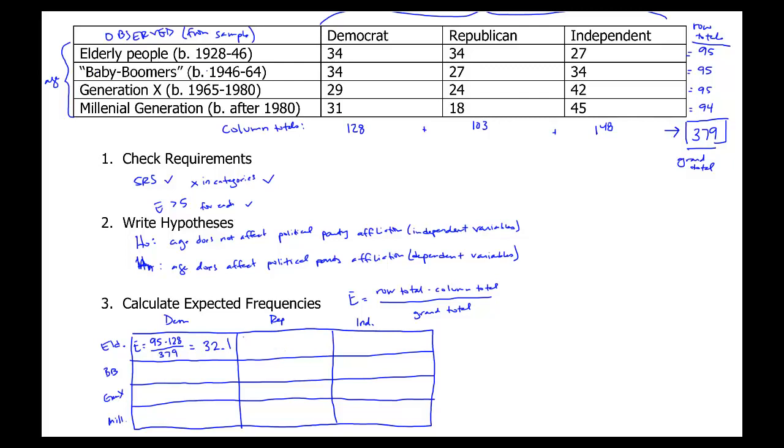Okay, go over to the next one. The elderly row total, 95. Republican column total is 103. And the grand total, 379. You get 25.8 for that square. Elderly row total, 95. Independent column total, 148. Grand total 379, 37.1.